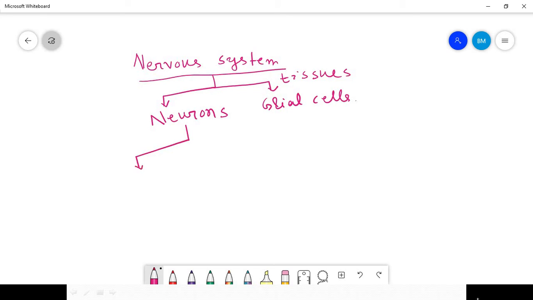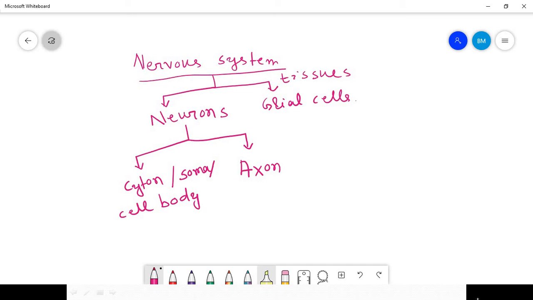Neurons has two major parts. One is cyton or soma or cell body. The other is the process arised from this cyton, called as axons. There is no further division of glial cells, but different types of glial cells are present in both CNS and PNS. So I'm going to draw the picture of neurons.